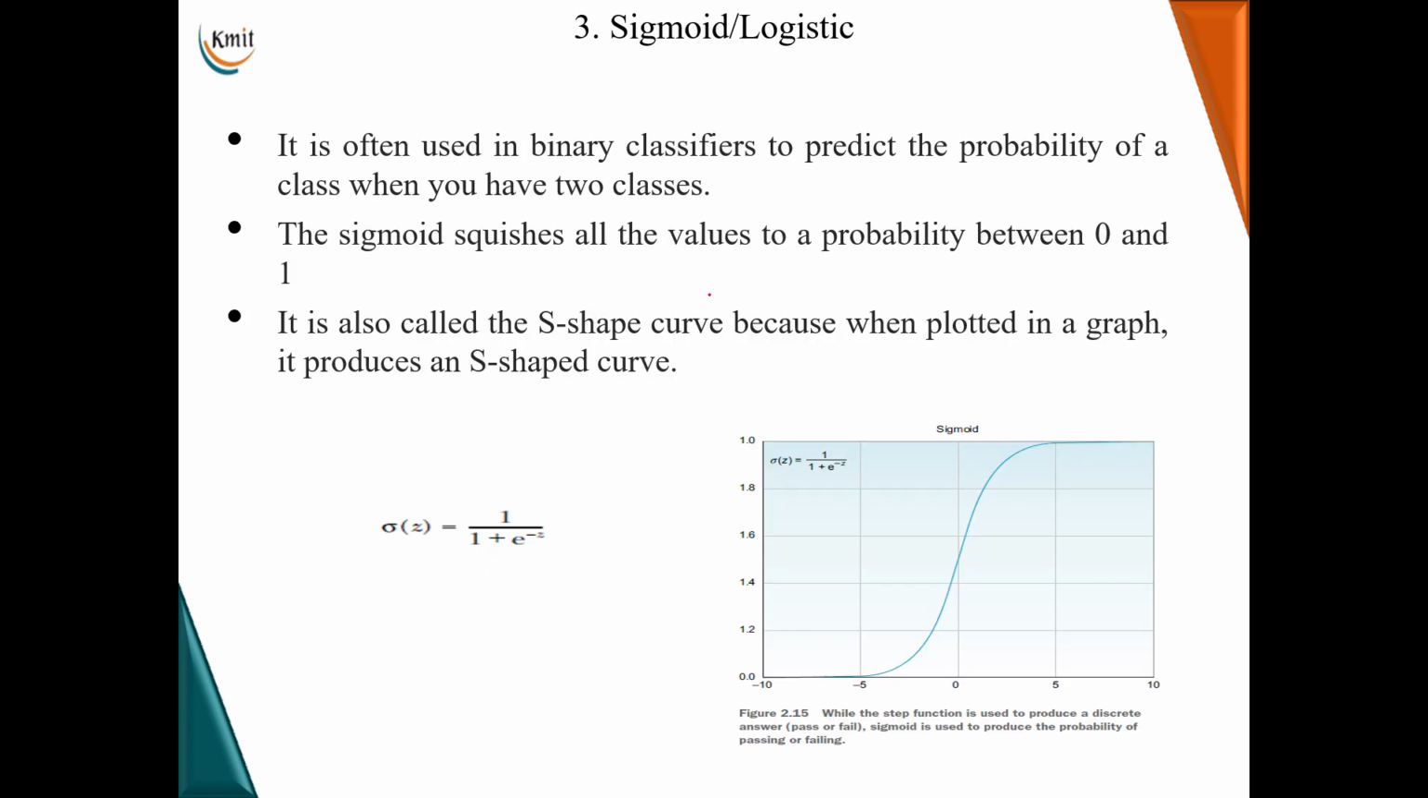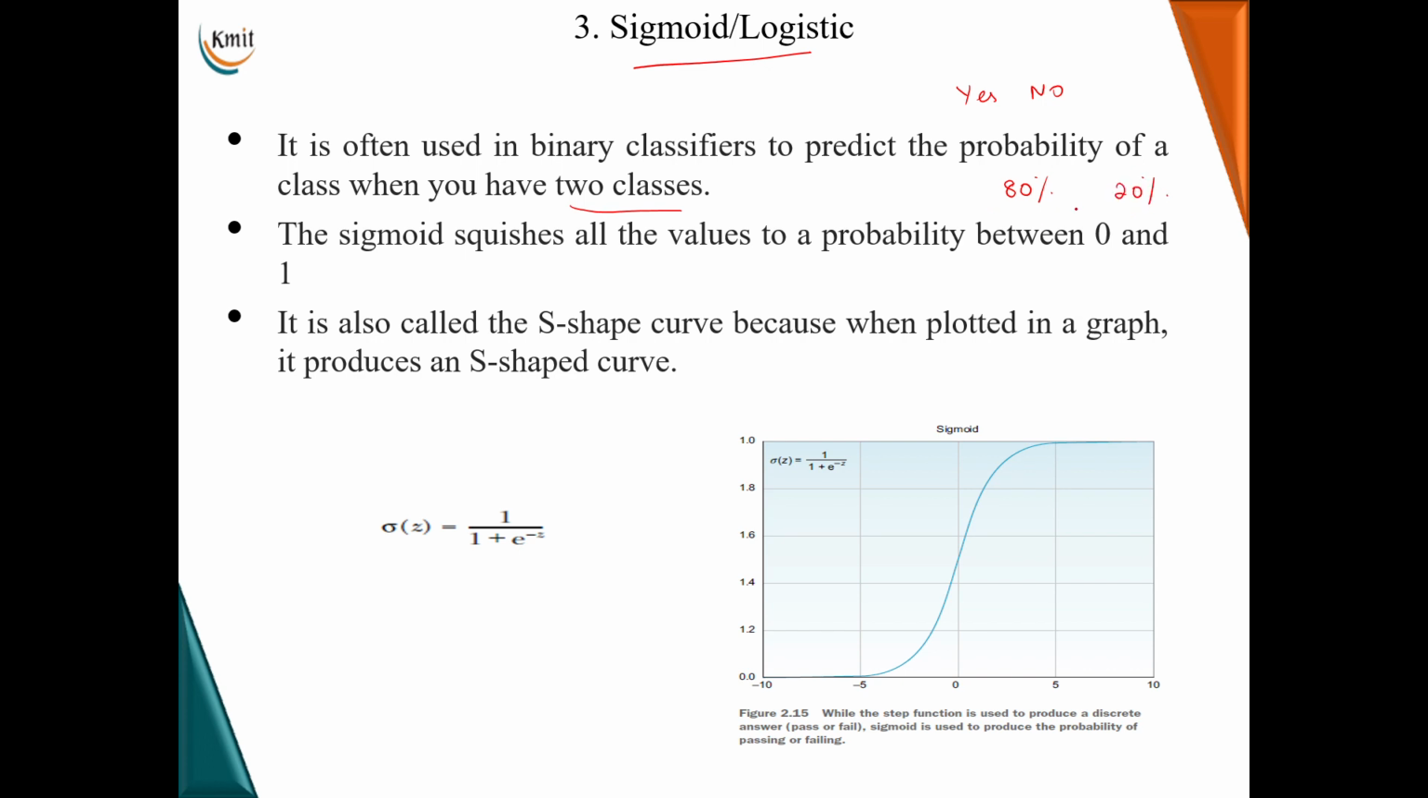Coming to the third type, the sigmoid activation function. It is used to predict the probability of two classes. The step function will find whether yes or no, whereas the sigmoid function will find the probability of the category belonging to yes and the probability of that particular category belonging to no. For example, the probability of a student passing the exam is 80% and the probability of the student failing the exam is 20%.